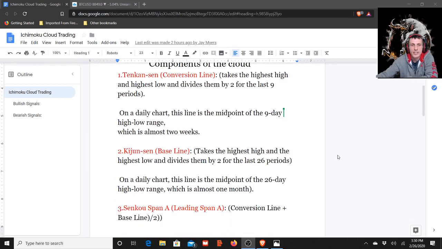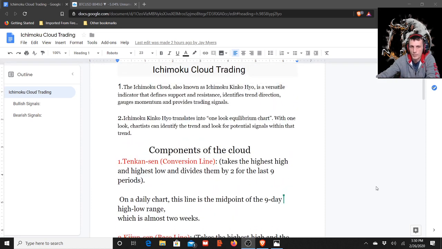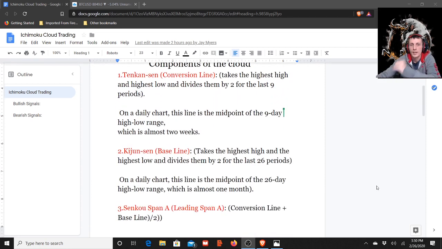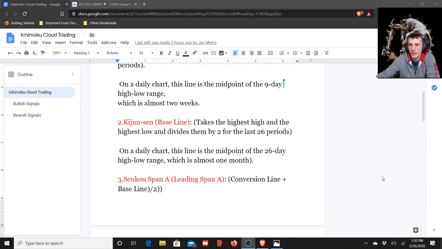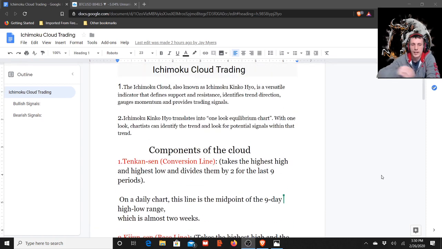The main components of the cloud. Now, forgive me if I butcher these. It's been a long time since I've traded the cloud. I did learn it when I first got into trading, so I've had to brush up a little bit on some of the things. So don't hate me too much if I screw up a little here and there. Leave in the comments where I screwed up, and maybe comment the right thing. But I'm pretty sure I've got it down.